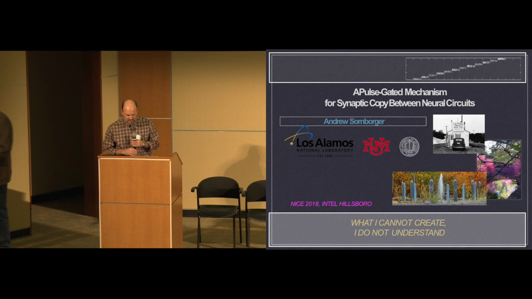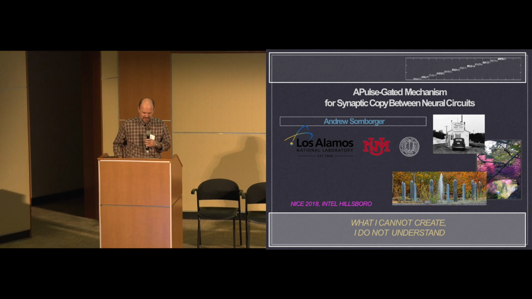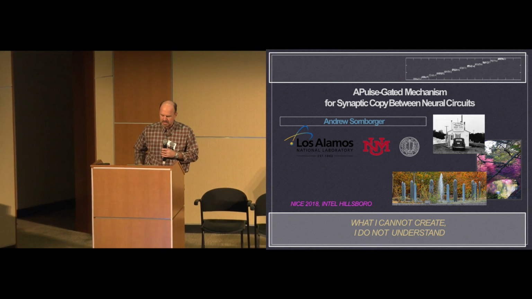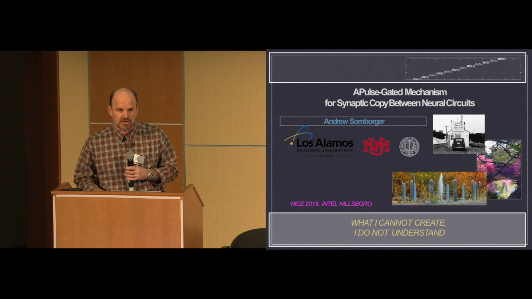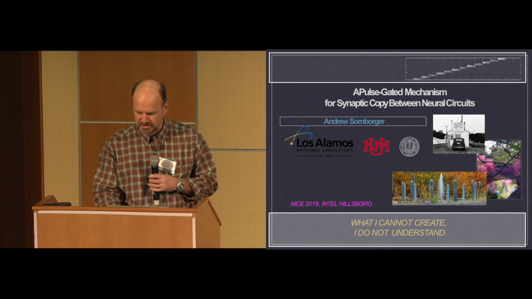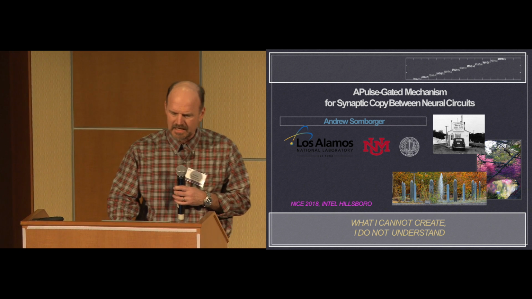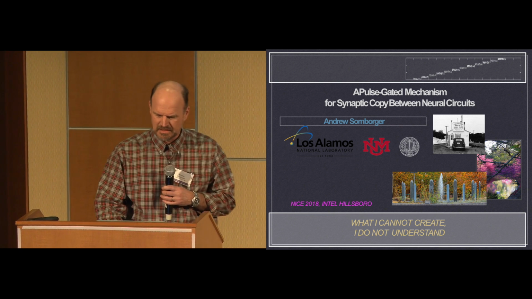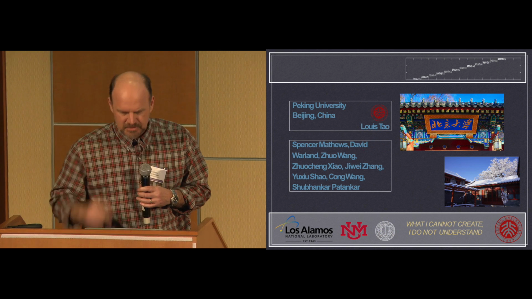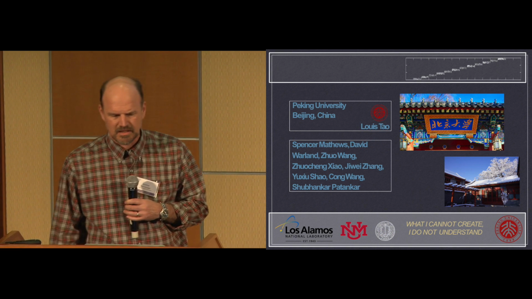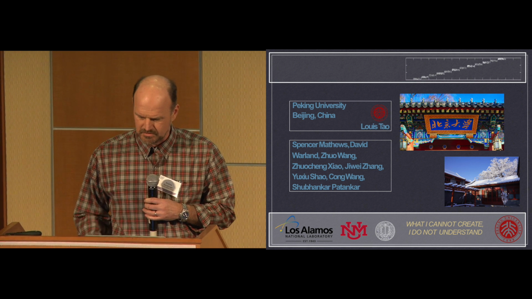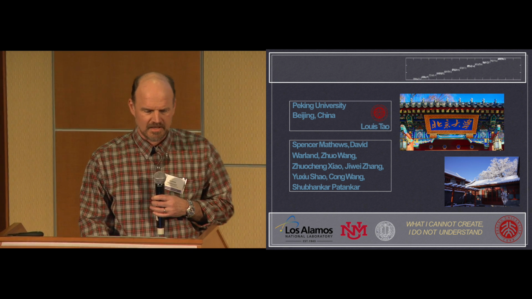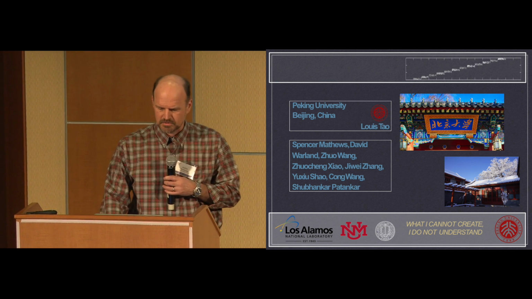Thank you. So at this point, we're going to go from large scale to small scale. I'll be talking about a mechanism for copying synapses between two pieces of a neural circuit, or two neural circuits, depending on how you think about it. And it's going to be a pulse-gated mechanism. This work has been done in collaboration. This is kind of Project N of a collaboration with Louis Tao. And these are some of the usual suspects.